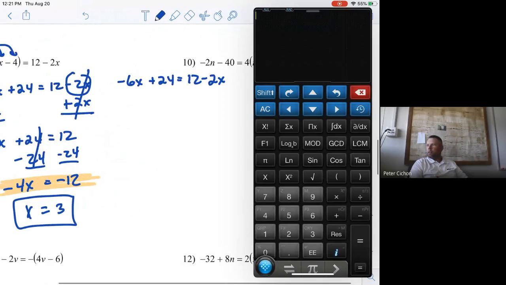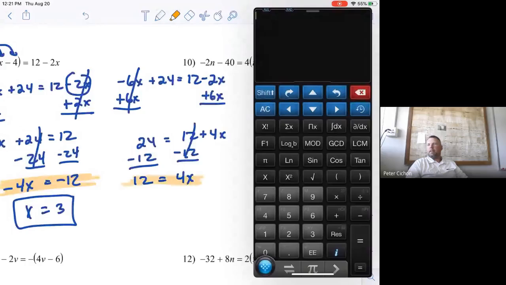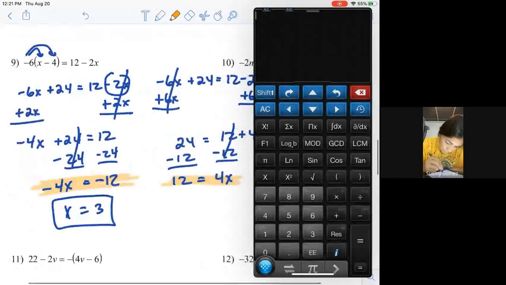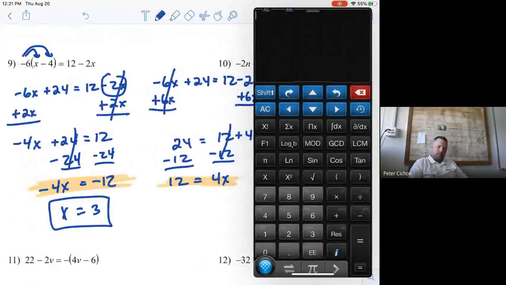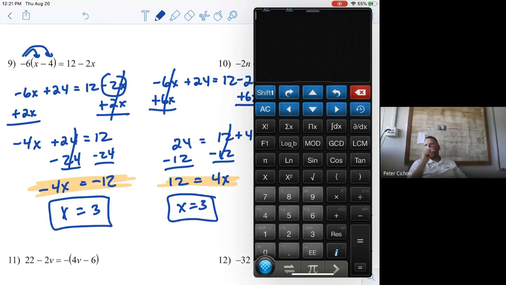All right. Over here, let me go the other direction. I'm going to move this 6x over there. 24 equals 12 plus 4x. Now I'm going to subtract 12. 12 is equal to 4x. All right, so notice the difference. On the left, I got 2 negatives, and on the right, I got 2 positives. But when you divide, it still comes out positive. So whether you go left or right doesn't matter.